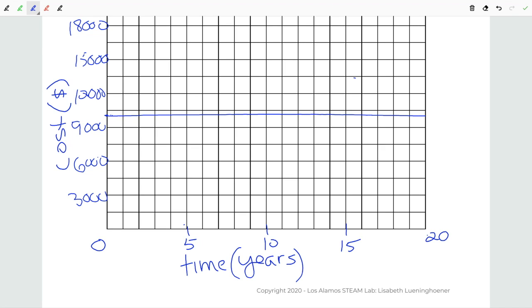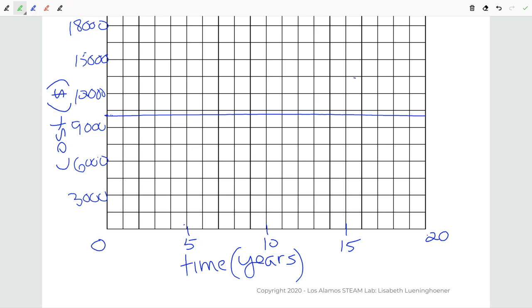Okay, I expect you to use a ruler, but that's really hard to do on... Well, I am using a ruler, but it's hard to use a ruler accurately on a device with a stylus. Okay, so that is our solar cost.